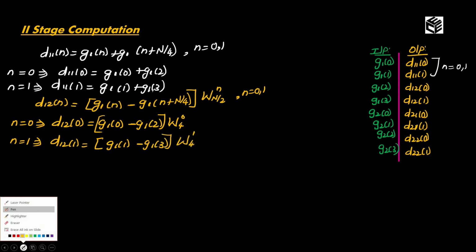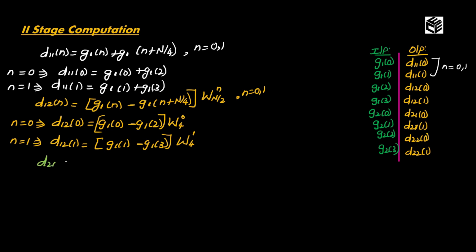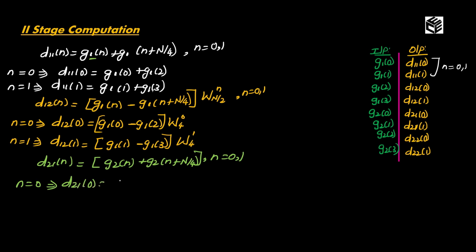Now I am going to write the expression for d21 of n, which is equal to g2 of n. So here it is 1. Now I am going to replace it as 2. So g2 of n plus g2 of n plus N by 4, where the value of n is 0 and 1. I'm going to apply n as 0. I will get d21 of 0 is equal to g2 of 0 plus g2 of 2. Similarly, n is equal to 1. I will get d21 of 1 is equal to g2 of 1 plus g2 of 3.